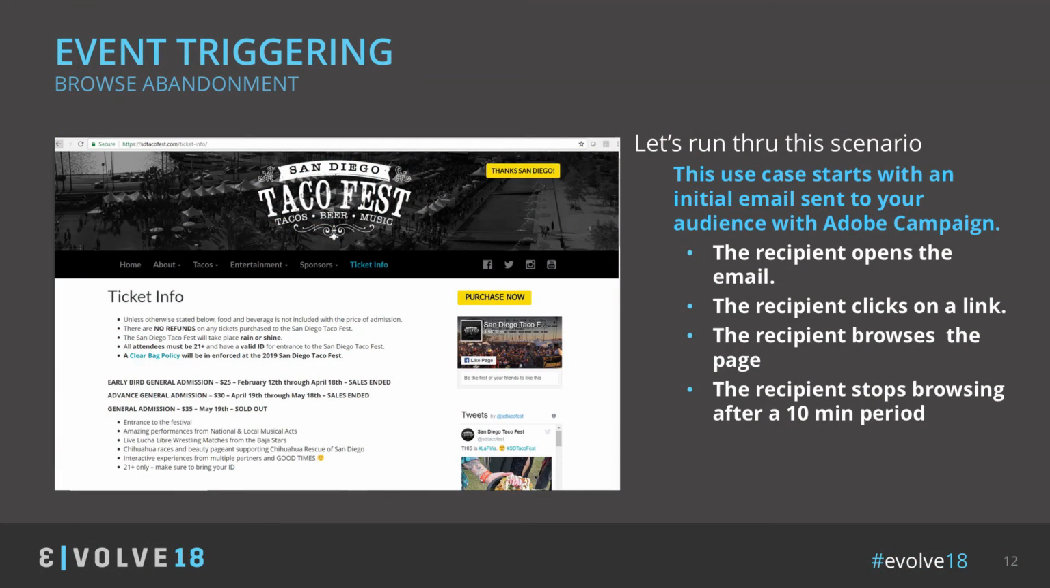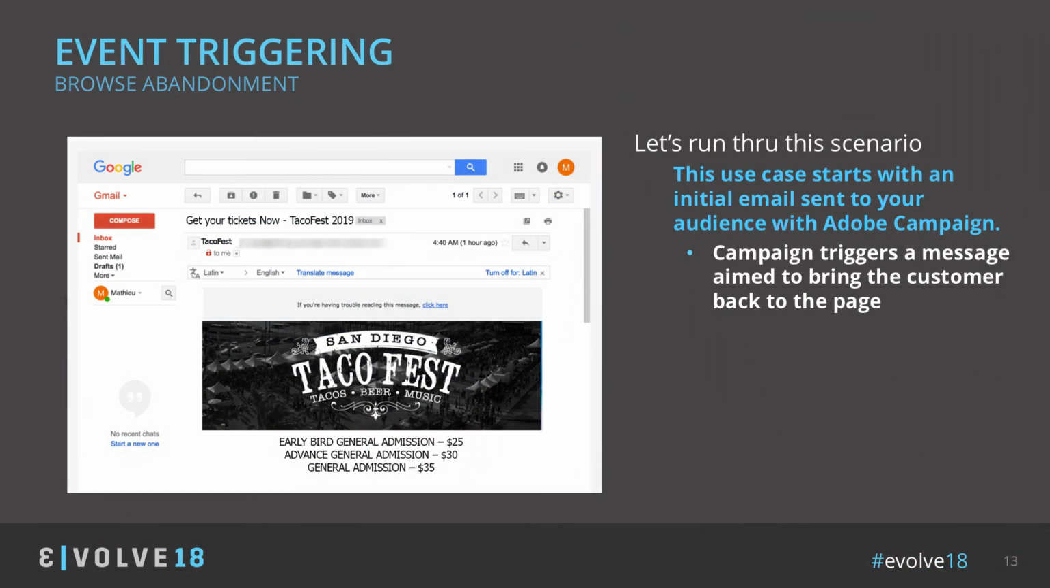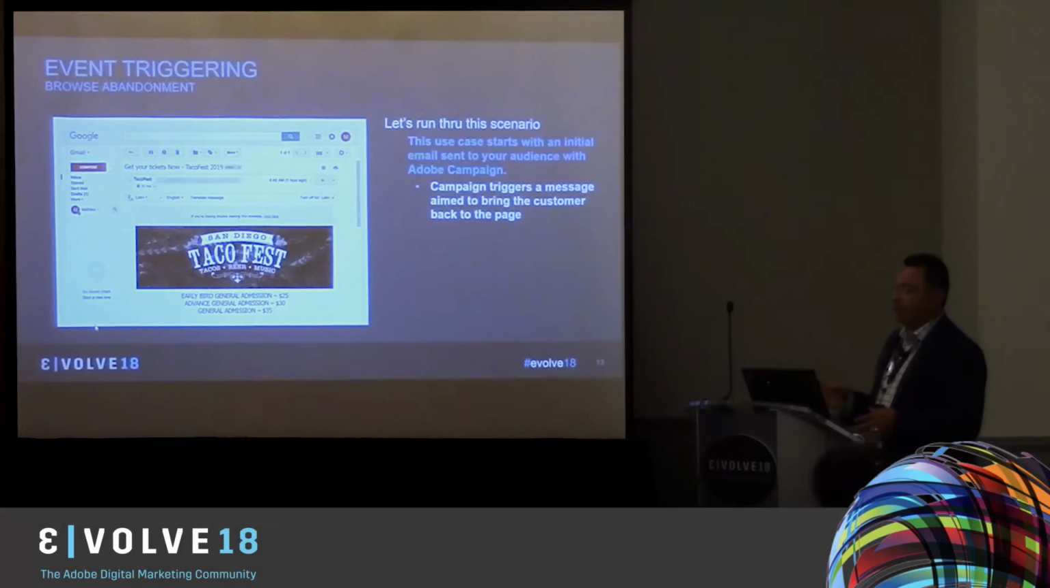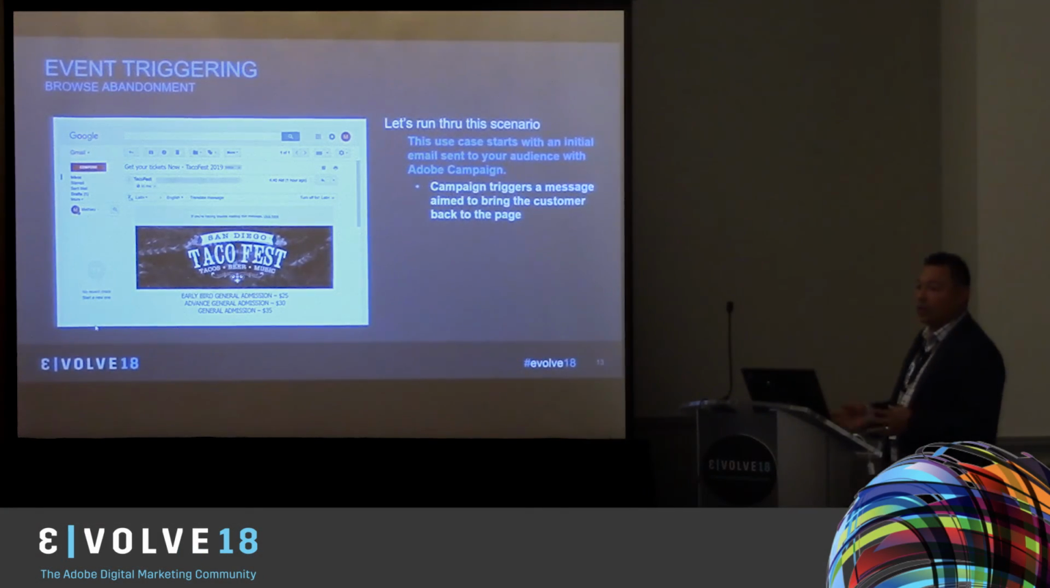So in this case, the recipient opens the email, the recipient clicks the link. It goes to the page, spends some time browsing the page, and then after 10 minutes, it just stops. They don't do anything else. They just stop browsing the page. There's a trigger from Analytics to Campaign that will say, this customer stopped browsing the page. Why? Let's target them with another email right there, following up as to why. Like, continue with the purchase you were making.